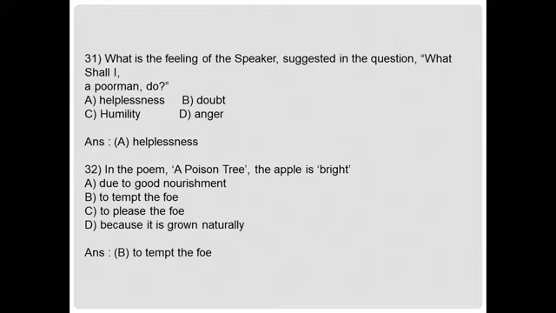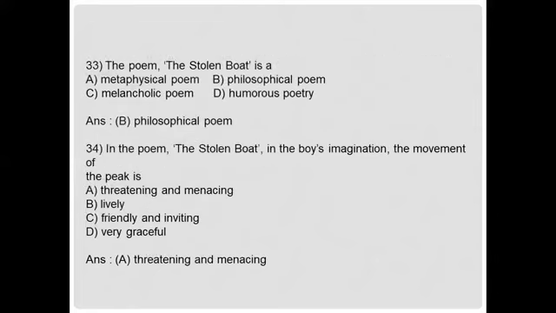A. Due to good nourishment. B. To tempt the foe. C. To please the foe. Or D. Because it is grown naturally. And the answer is option B. To tempt the foe. Next, the poem The Stolen Boat is A.